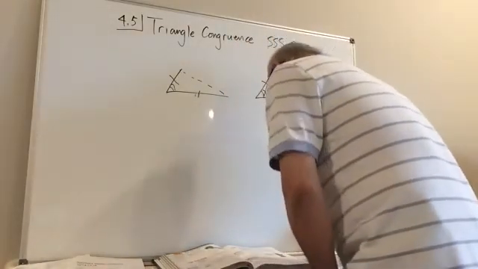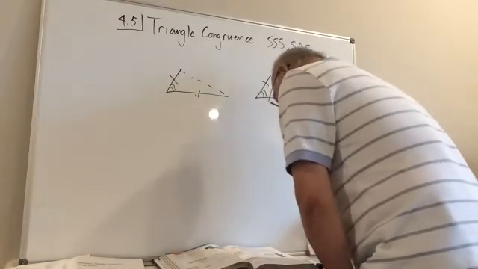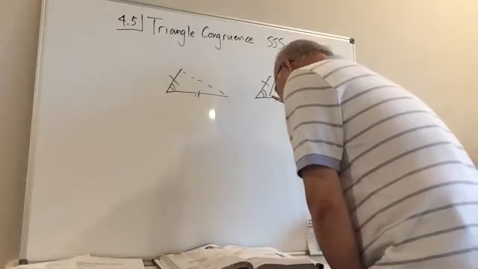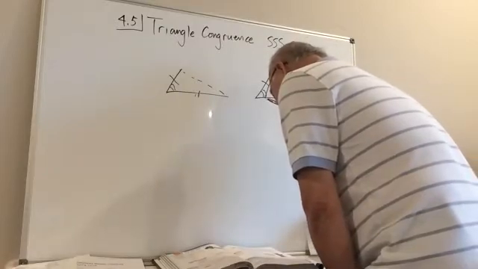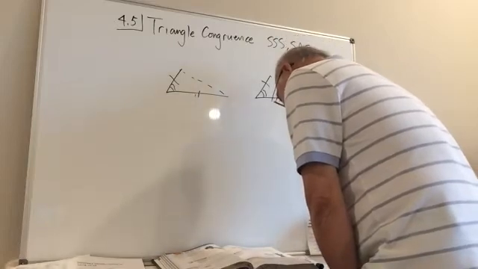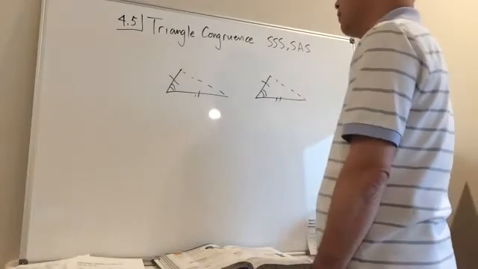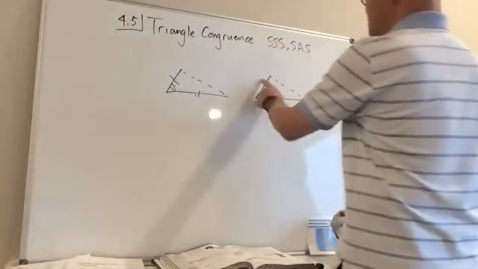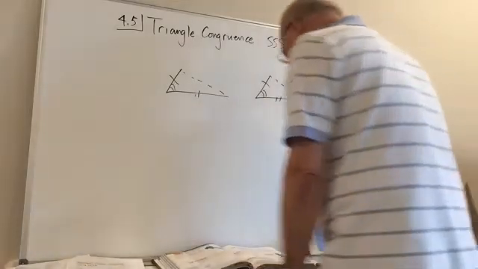Let's read that postulate at the top of page 251: if two sides and the included angle of one triangle are congruent to two sides and the included angle of the other triangle, then the triangles are congruent. The two sides and the angle between them.